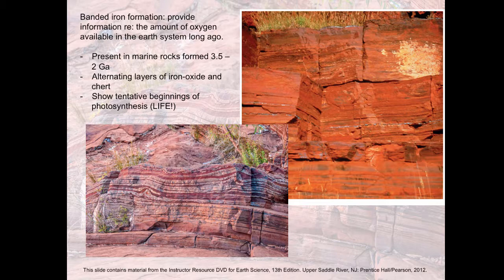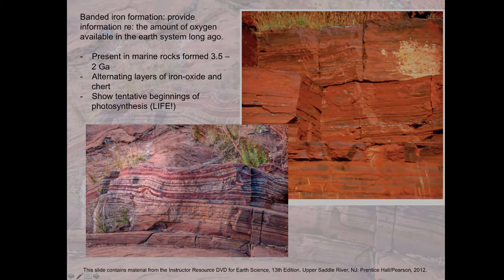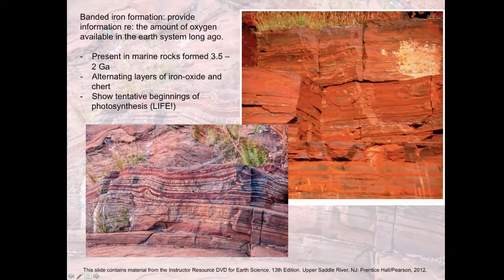Banded iron formations are rocks that are Precambrian in age. They're 3.5 to 2 billion years old typically, and they're basically layers of alternating iron oxide and chert. Oh, they're beautiful. In fact, I have the banded iron formation picture right here. It forms the backdrop of the two PowerPoint lectures of this unit. They actually illustrate the tentative beginnings of photosynthesis. And you say, well, how is that?